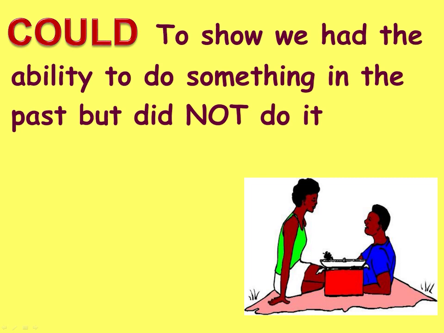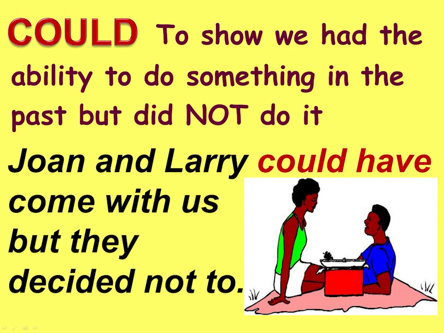Could. Could is used to show we had that ability to do something in the past, but did not do it. For example, John and Larry could have come with us, but they decided not to. They had that ability to come with us, but they decided to go on their own, to have that picnic on their own. But they could have come with us. They had that ability, but they decided not to.